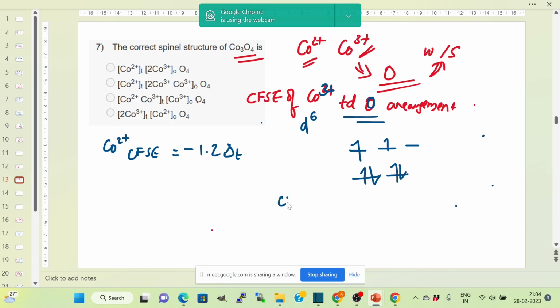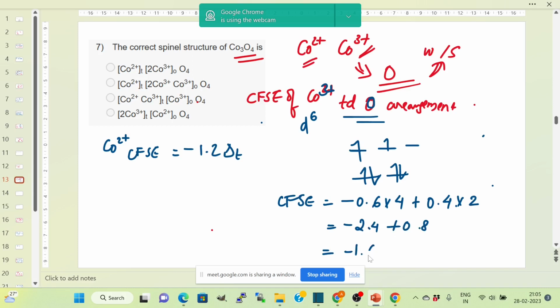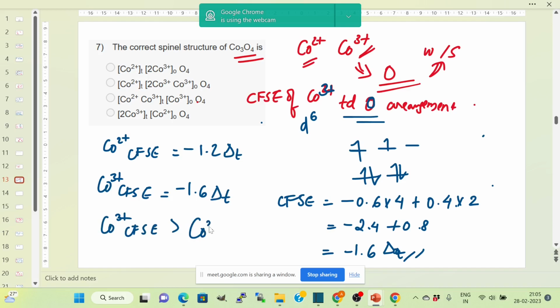Right. So now if we calculate the CFSE, it will be minus 0.6 into 4 plus 0.4 into 2. So minus 2.4 plus 0.8, it comes around minus 1.6 delta T, right? So cobalt 3 plus's CFSE will be minus 1.6 delta T. So definitely cobalt 3 plus's CFSE is much greater than cobalt 2 plus.